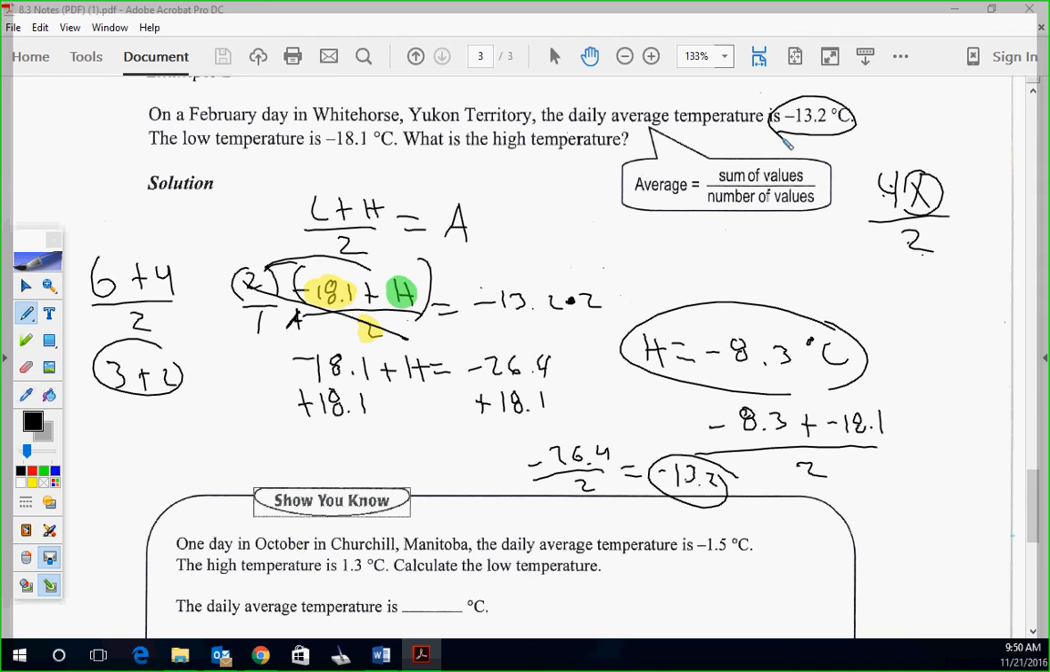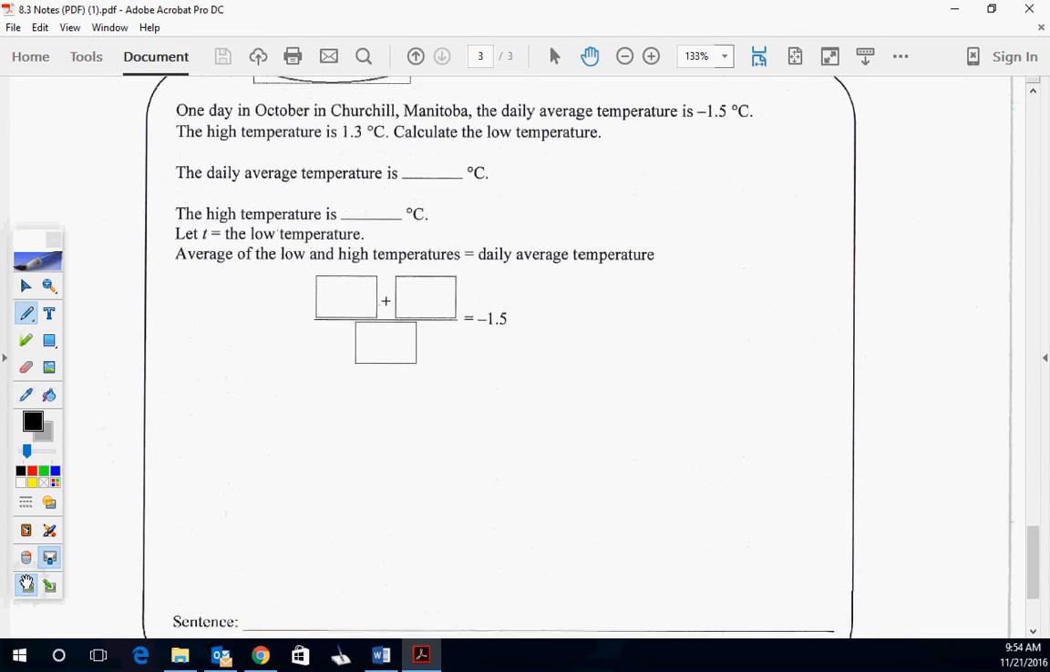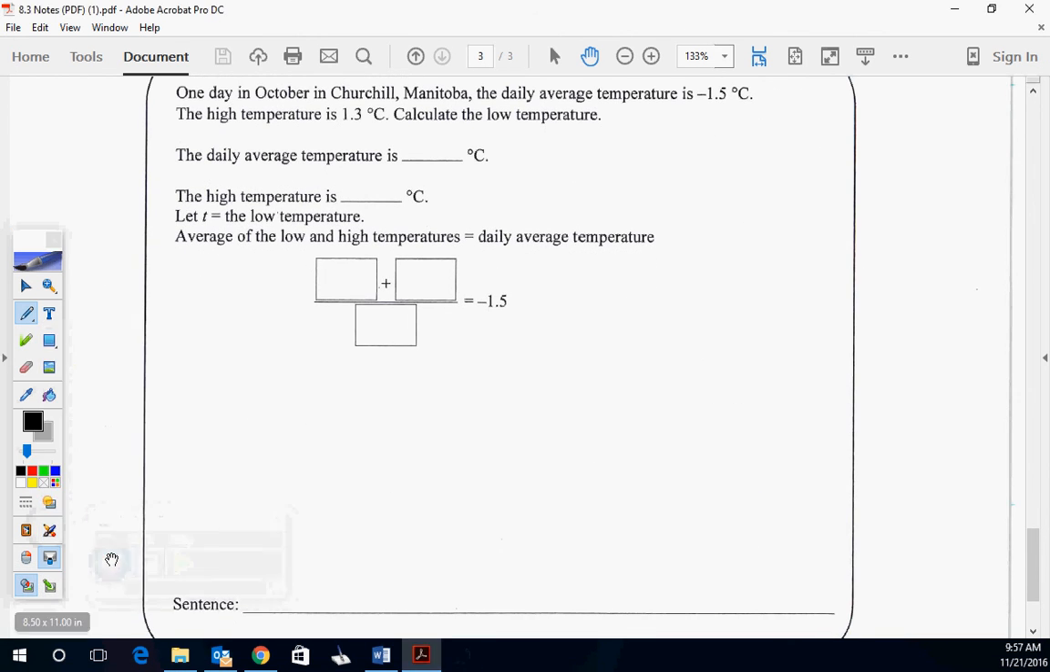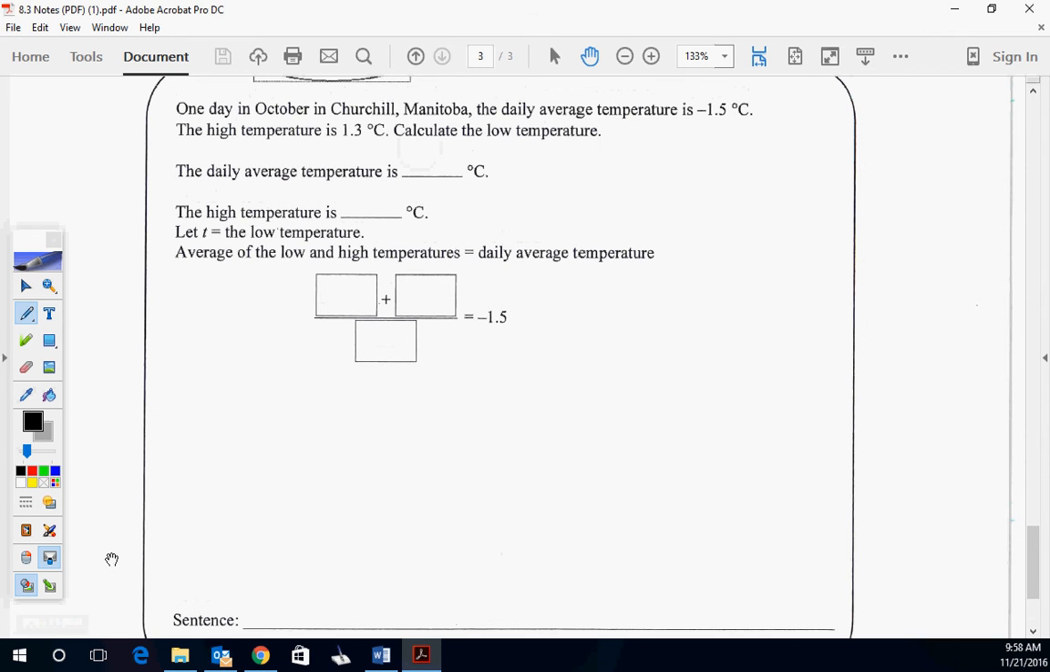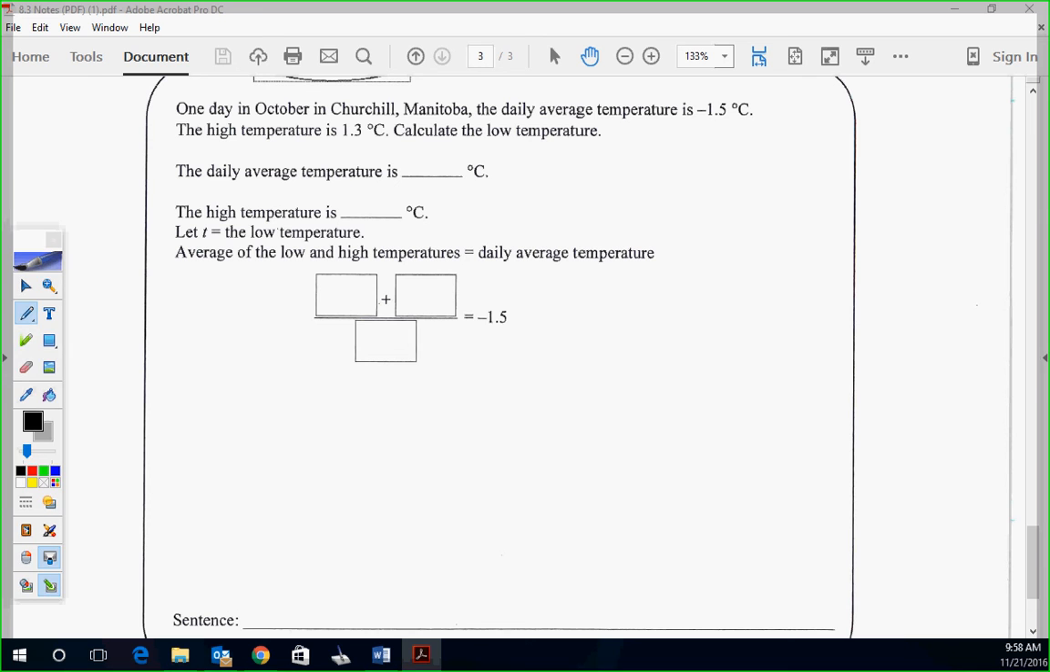Okay, try this one on your own. I'll give you a second. I'd say right now about 60% of you guys can get through this on your own and get the answer. That's a little bit low. So we need to make sure we keep asking questions, especially when we get to some practice time here. So on this one here, let's fill it out. It says, what's the daily average temperature? You just have to read for that. That's negative 1.5. Okay, so right there. The high temperature is 1.3.